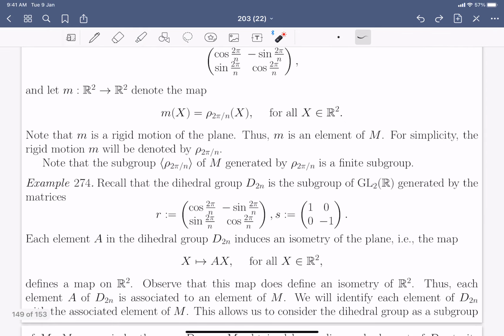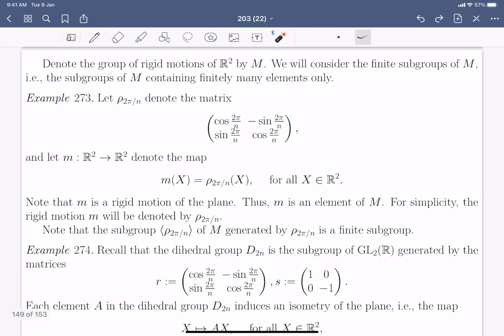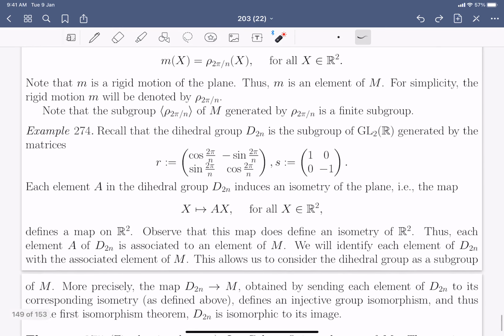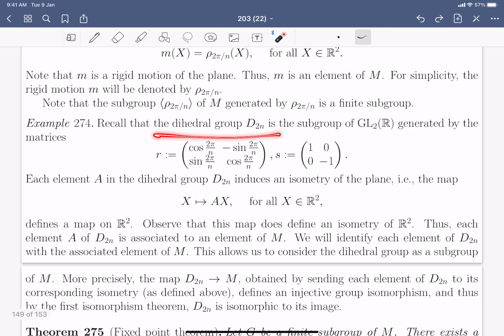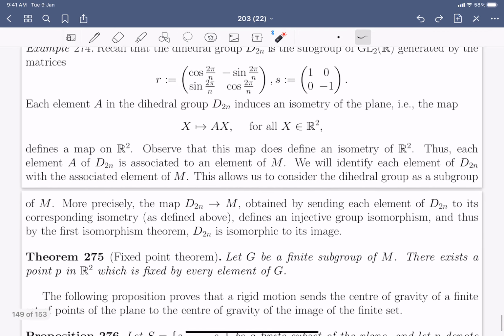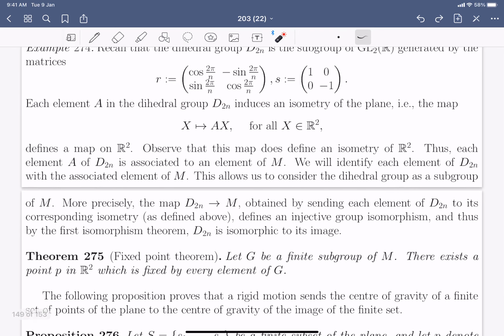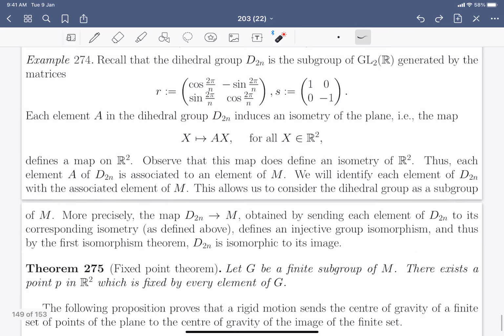Thus the subgroup of M generated by this left multiplication by this matrix is a finite subgroup, as one can immediately observe, because this matrix has order n. One can also look at the dihedral group D2n. It is a subgroup of GL2R generated by these two elements, that is, the smallest subgroup of GL2R that contains these two elements. Now each element of D2n can be realized as an isometry of the plane.